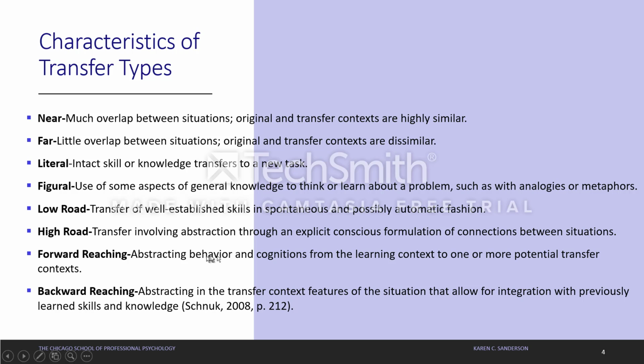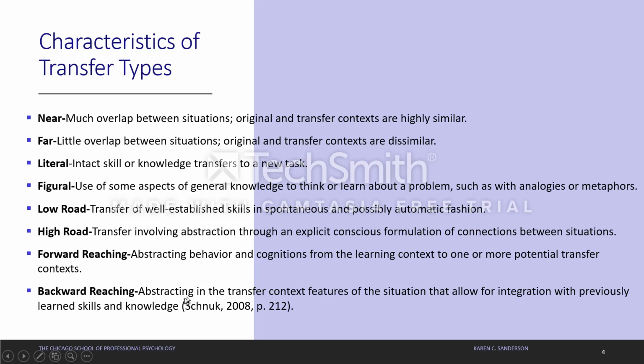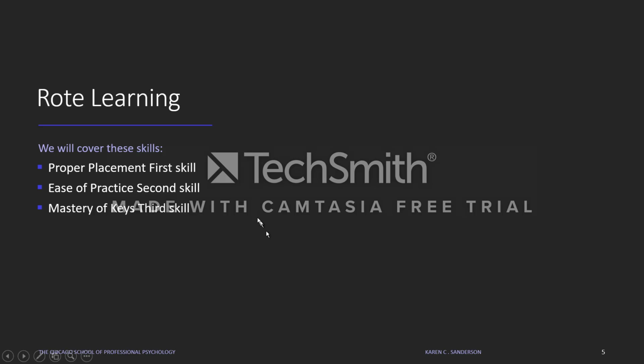Forward-reaching, abstracting behavior and cognitions from the learning content to one or more of the potential transfer contexts. Backward-reaching, abstracting the transfer context features of the situation that allow for an integration with previously learned skills and knowledge. These are all from Schunk's Table, 2008, page 212.